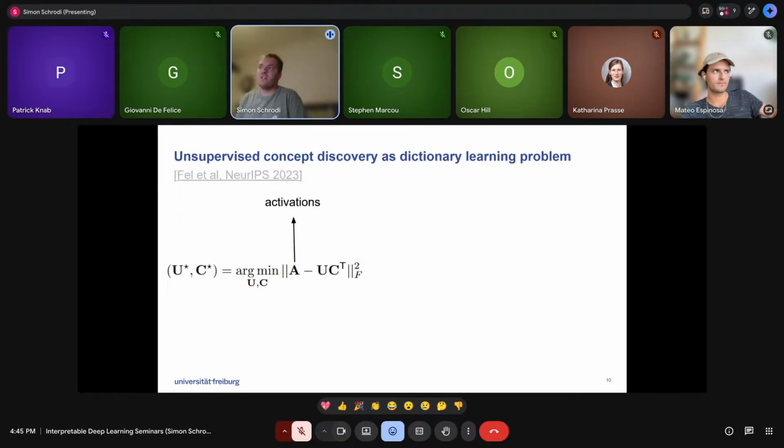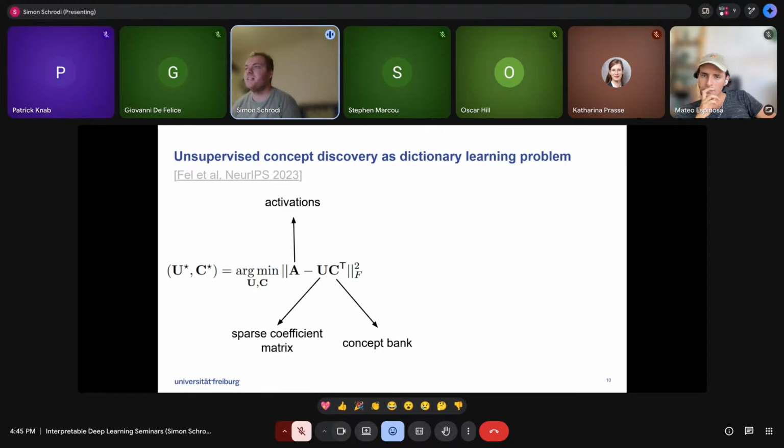And here is exactly it: you have these activations, you stored them all, you have this big matrix, and you now want to decompose this into two components. Like U, which is your sparse coefficient matrix, essentially for each input, it says how much of the concept in the concept bank, so the concept vectors, do I want to use to reconstruct these activations. And the nice thing is you can summarize them all, as Phil did, in this dictionary learning setup, where you just try to approximate these real activations.